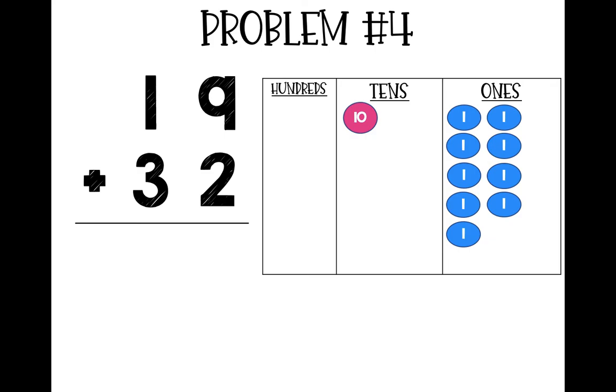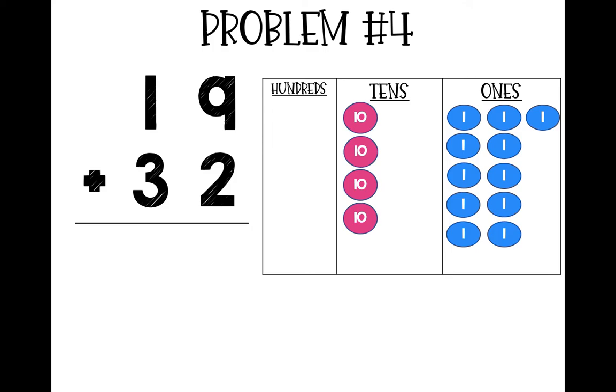What do we do next? Now that we've drawn those 19 on our place value chart, we need to draw 32 more to match our vertical form. So go ahead and draw 32 more on your place value chart. That means 3 more tens, 1, 2, 3, and 2 more ones, 1, 2. What can we do next?